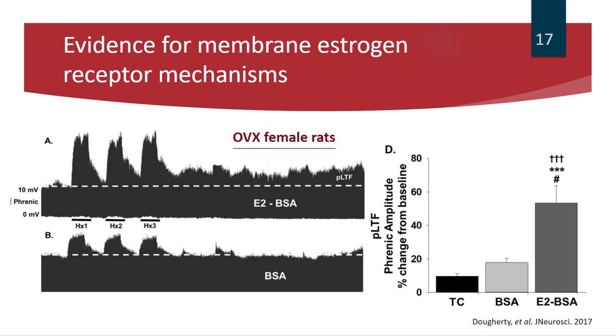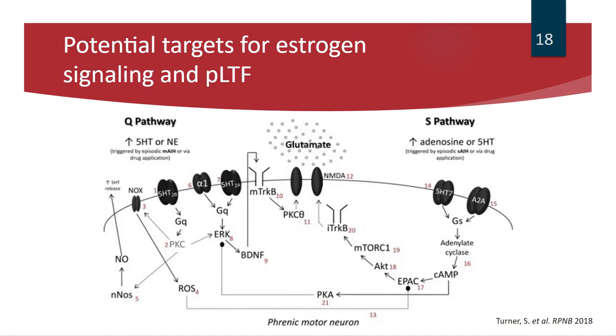When we injected E2-BSA intrathecally just 15 minutes prior to our acute intermittent hypoxia stimulus, we were able to restore phrenic long-term facilitation in ovariectomized rats. This suggests that these membrane-bound estrogen receptors are likely involved in this process. And because these membrane estrogen receptors have fast-acting pathways that could interact with the known mechanisms of LTF, we have a number of different targets to look at.